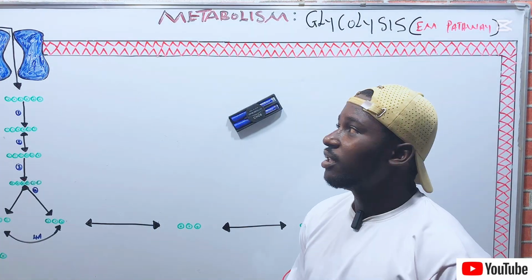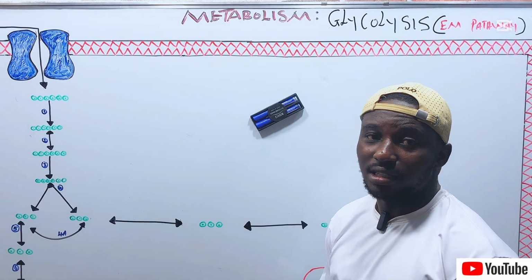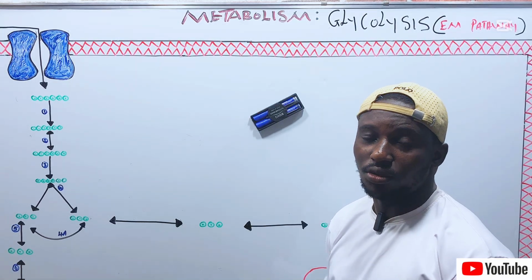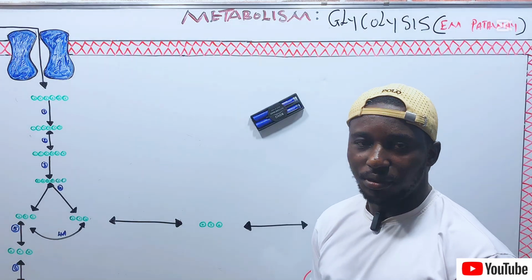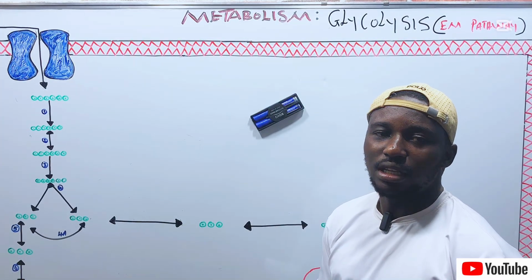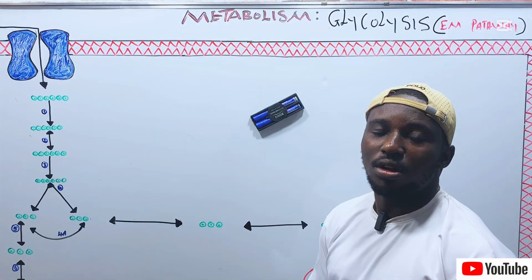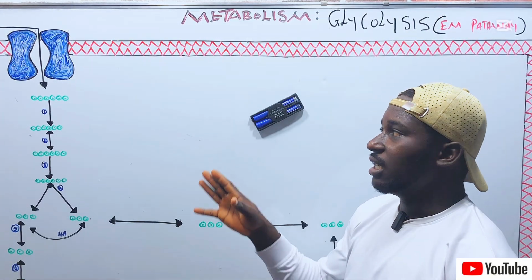Today's video, we shall be looking at glycolysis, part B. I've done a video on glycolysis, so that one is part A. So today's class is part B of glycolysis. We have talked about many events that took place when glucose is being oxidized in the cell cytosol, that is glycolysis.